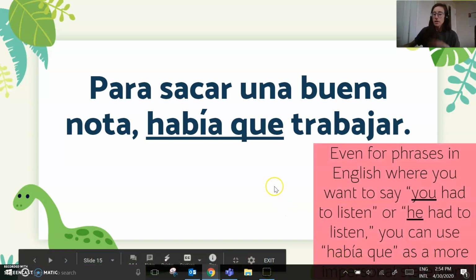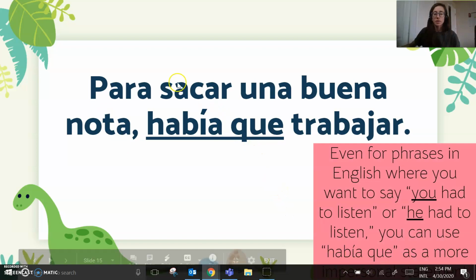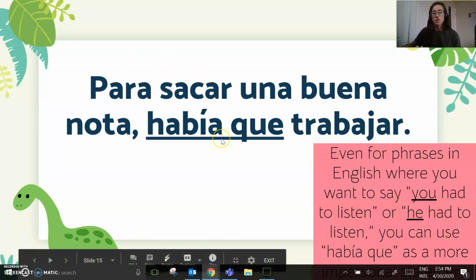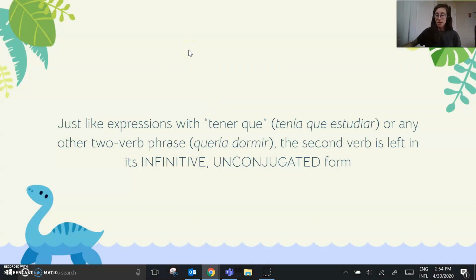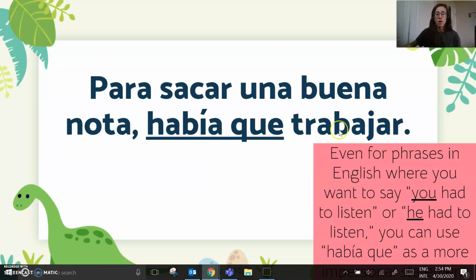Y, same thing here. We are always using our impersonal, universal way of conjugating this verb instead of saying you need to study or he needs to listen or he needs to do that or you need to do that. You're just using the impersonal phrase and saying it needs to be done, right? One must work if you want to get a good grade, if one wants to get a good grade, okay? Just like these same expressions, the second verb, había que trabajar. Trabajar would be the second verb here. That should be left unconjugated because you're already doing the conjugating here.